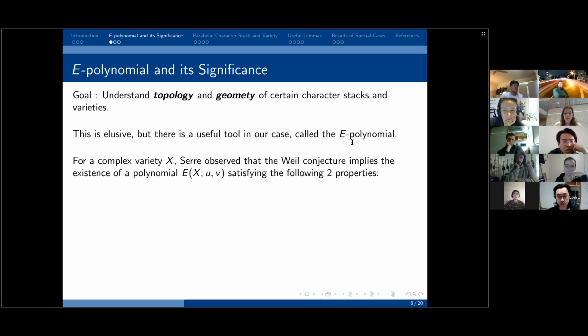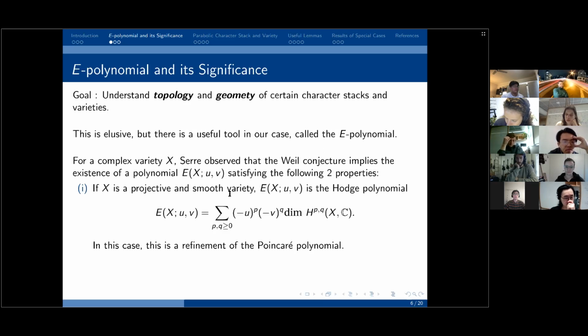Now, let's consider a complex variety X. Then observe that the Weil conjectures imply the existence of the E-polynomial satisfying the following two properties. The first property is that if X is a projective and smooth variety, then its E-polynomial is the Hodge polynomial defined like this. And in this case, this is a refinement of the Poincare polynomial of X. So this is the first property of the E-polynomial.